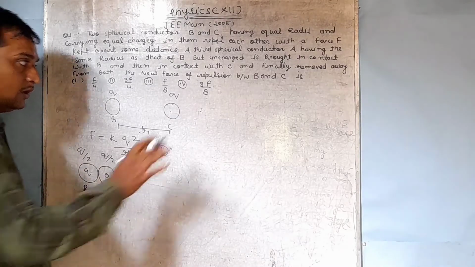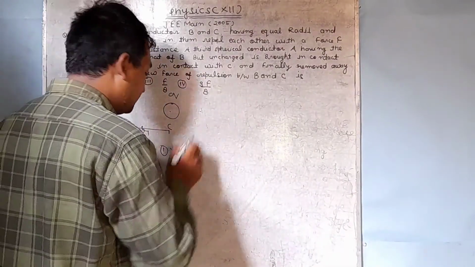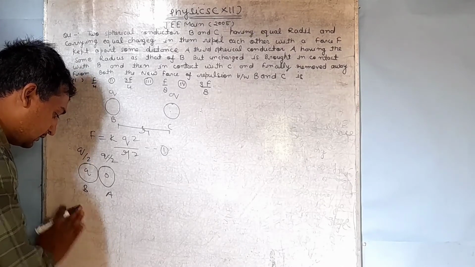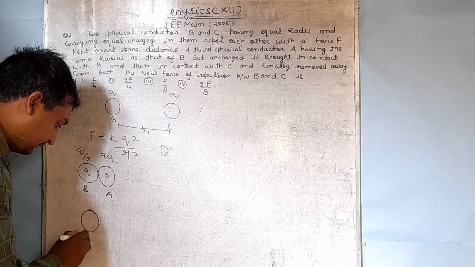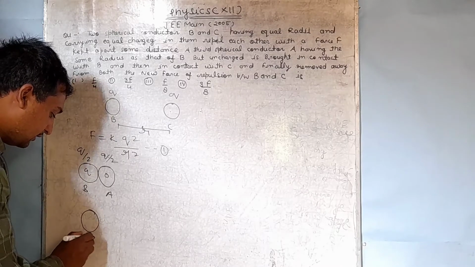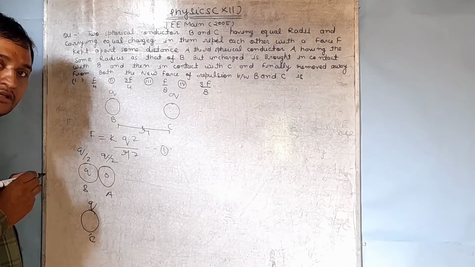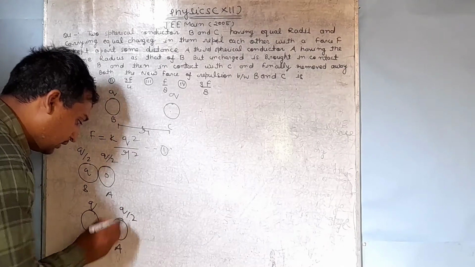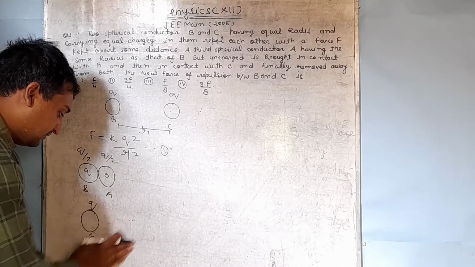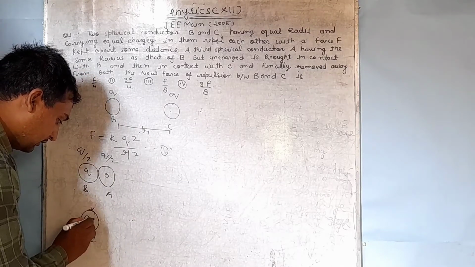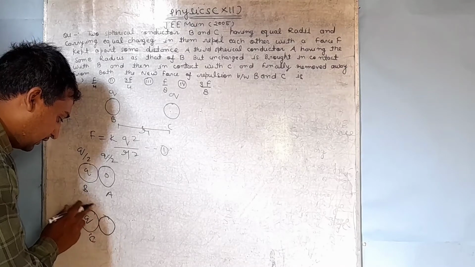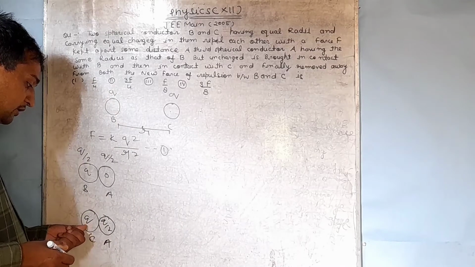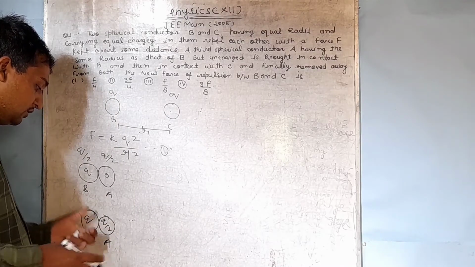Now what is the situation here? Sphere A has got Q by 2 charge, and sphere B has got Q by 2 charge. Now this A comes in contact with C. C has the charge Q and A has the charge Q by 2. Now if A comes in contact with C, what is the charge on both spheres? The charge on C is Q, the charge on A is Q by 2. These two come in contact.